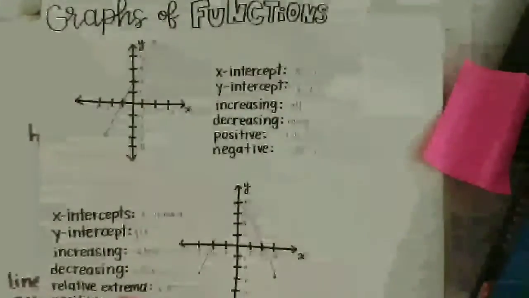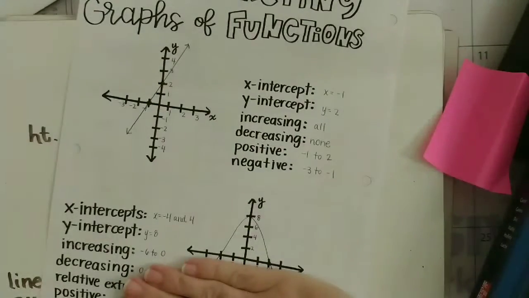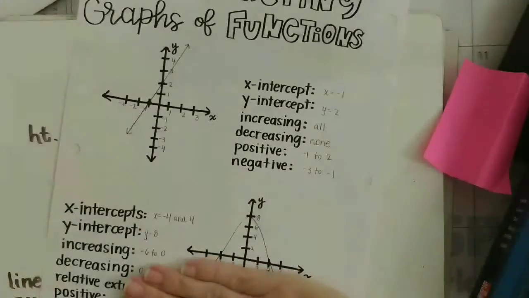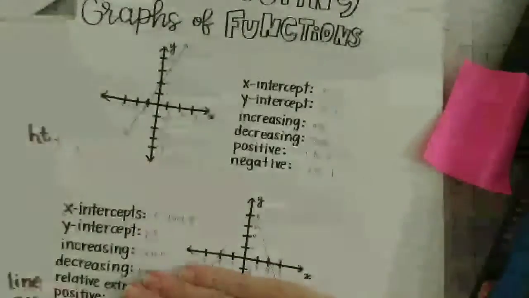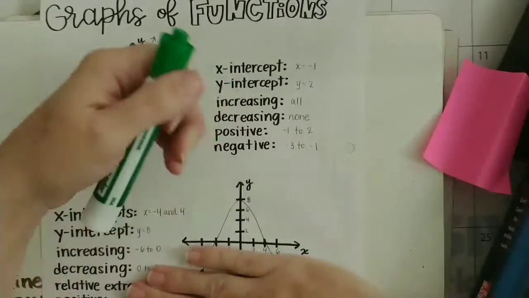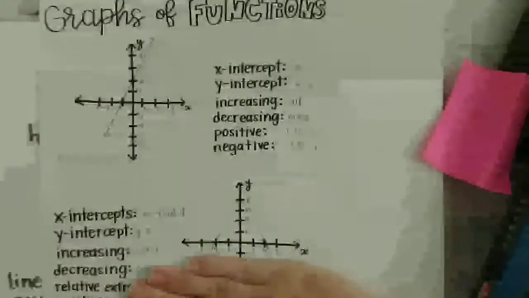Now let's look at where is this positive? Where on the x-axis do we see the function above? And use your x values to talk about that. It's above in this area right here, which is between -4 and 4.